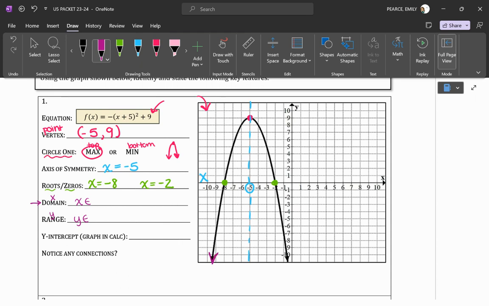Notice on the graph that we have these arrows. You might think that it stops here at -10, but if you kept going, if you kept multiplying these x values and squaring them, they're actually going to keep going on and on forever. So the domain is -infinity to infinity. Your x values go on and on forever.